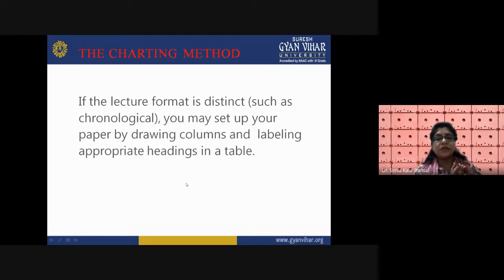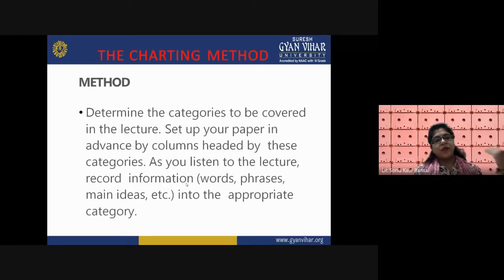And if the lecture format is distinct as chronological, like 1, 2, 3, 4, 5. So this is chronological. And if some sequence of history is given, like the 1857 revolution, then what after that, and then what after that. You are following some timeline, and then you may set up your paper drawing columns and labeling appropriate headings in a table. So this is the charting method, and how this method is used, just check, see that you determine the categories to be covered in the lecture. You just fix the categories that, okay, these are the categories my lecturer is going to pick up in today's lecture. Set up your paper in advance by columns headed by those. Chart you have to make.